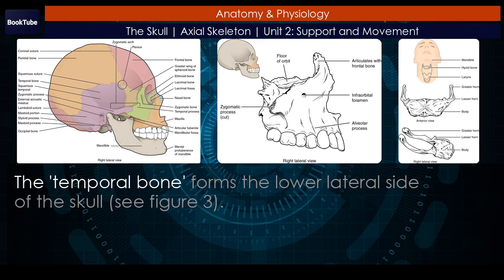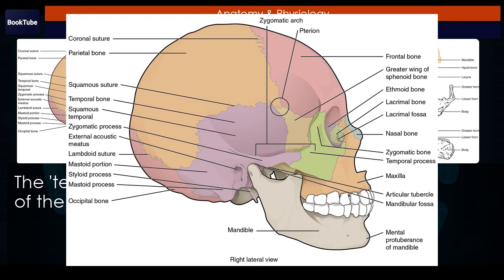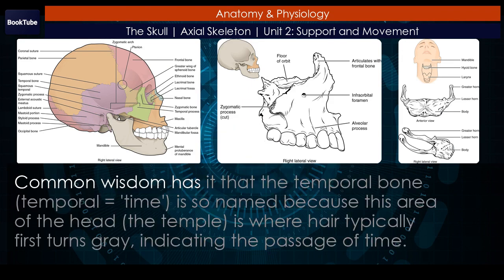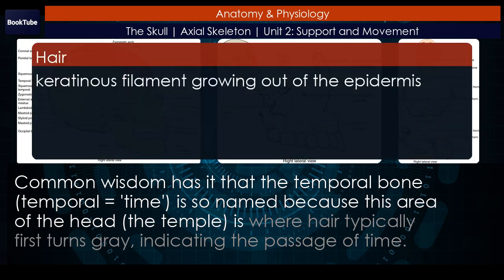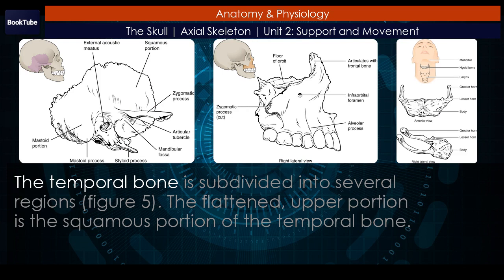Temporal bone. The temporal bone forms the lower lateral side of the skull. See Figure 3. Common wisdom has it that the temporal bone, temporal equals time, is so named because this area of the head, the temple, is where hair typically first turns gray, indicating the passage of time. The temporal bone is subdivided into several regions.